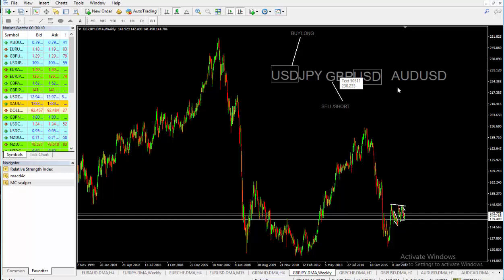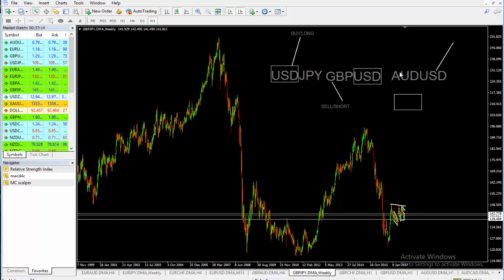So in that case, what should be happening here, right? What should be happening here with AUD USD? What are you going to do with AUD USD? Because now we are saying that the dollar is going to strengthen. What should be happening here? You should be selling. Why?